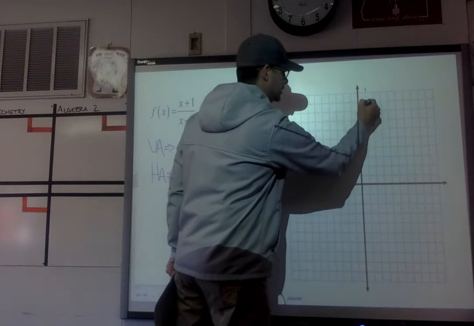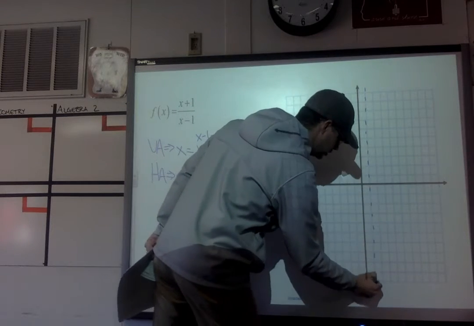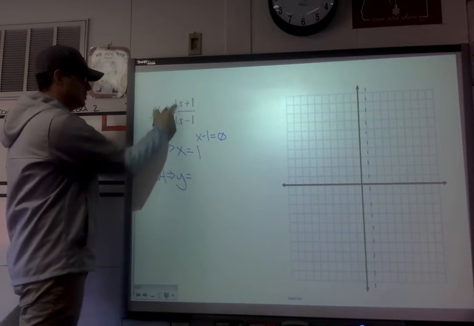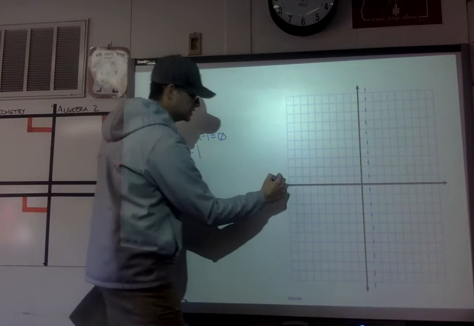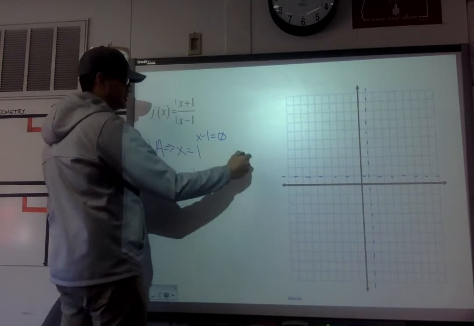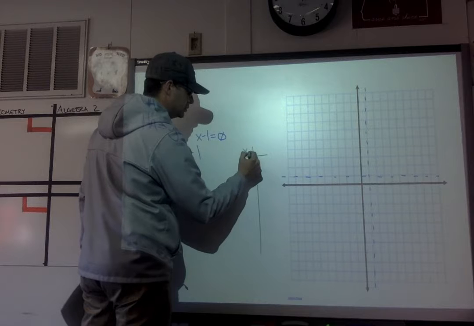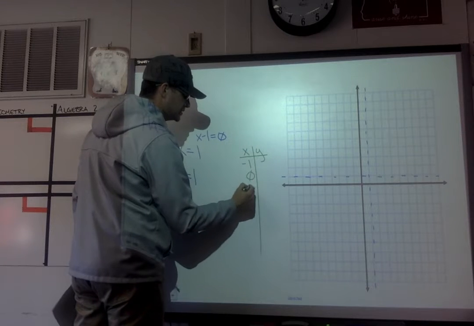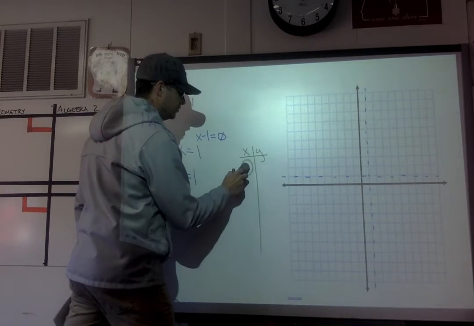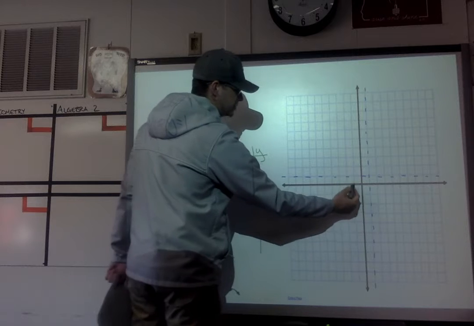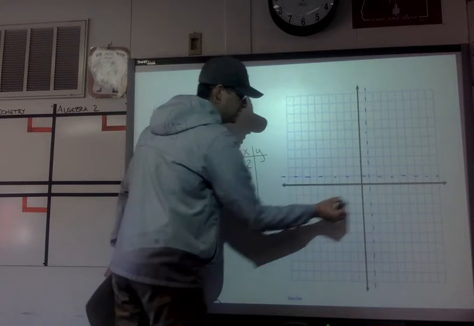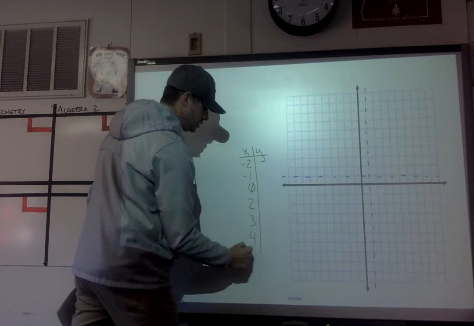Go ahead and graph that on there. Then my horizontal, again, is the ratio of the leading coefficients, which is 1 over 1. So horizontal, again, is going to be at y equals 1. Now I make my table of values. 3 points to the left of my vertical asymptote, which, sorry, will not be -1, 0, and 1. In this case, will be -2, -1, and 0. Then my 3 points to the right, which will be 2, 3, and 4.